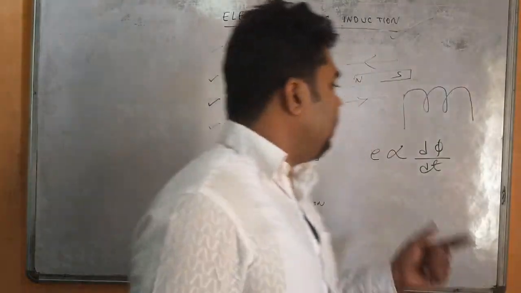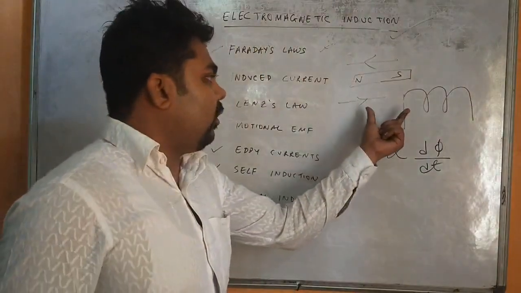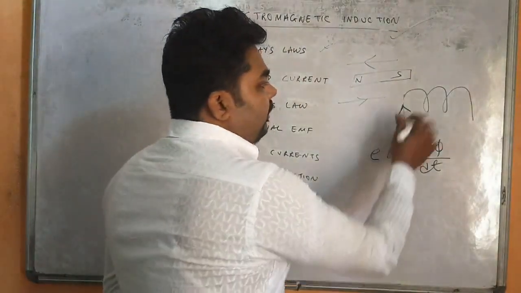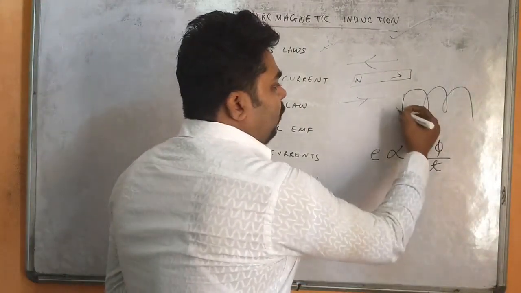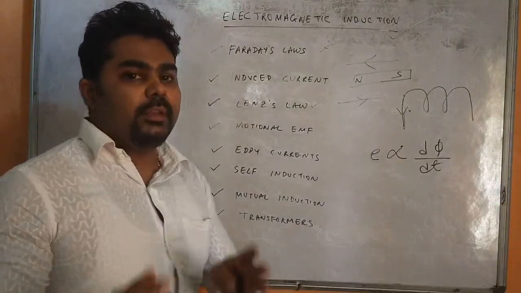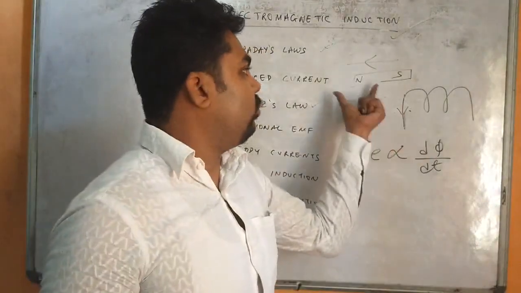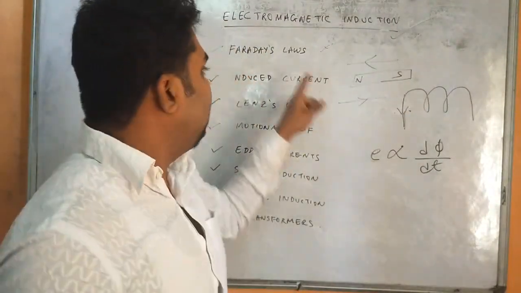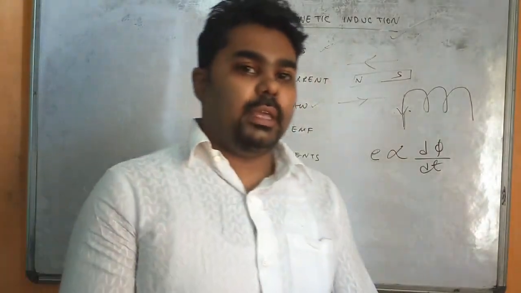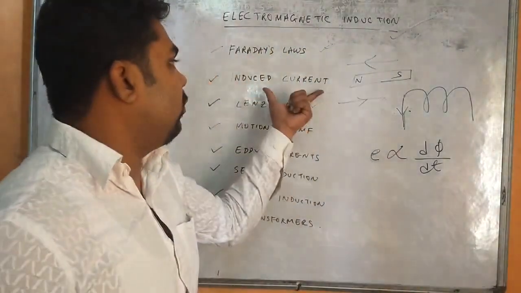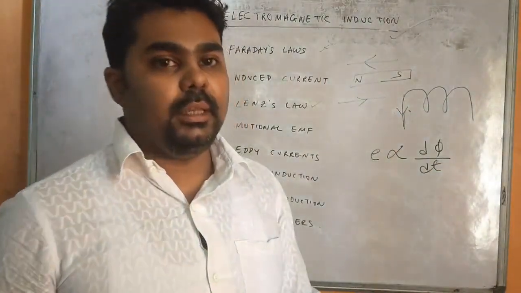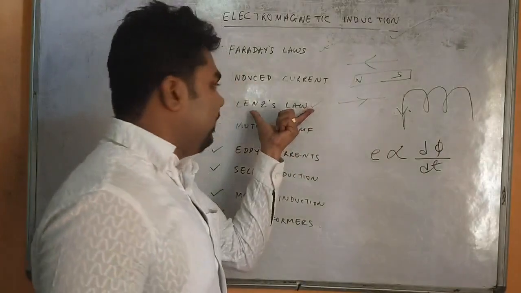Now, the direction of current in the coil, whether it will be clockwise or anti-clockwise, is given by Lenz's law. Whenever an EMF is induced due to movement of the magnet, that is from Faraday's law, and if EMF is induced, a current will also be induced in the same coil, and the direction of this current is given by Lenz.